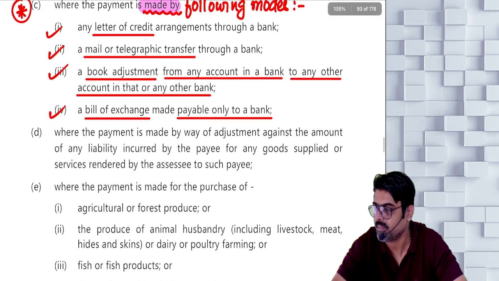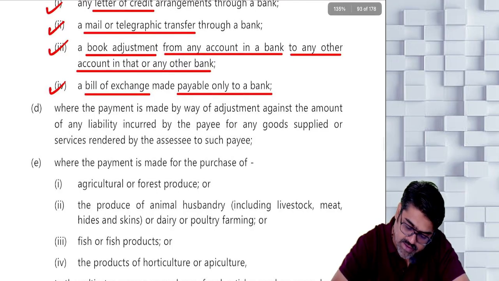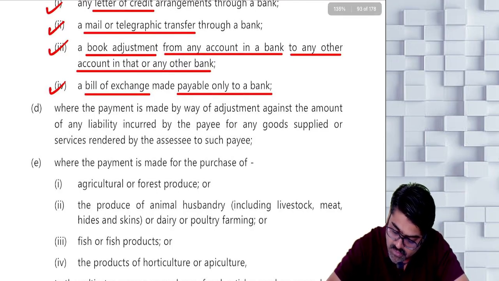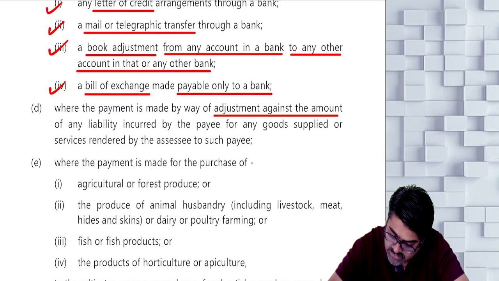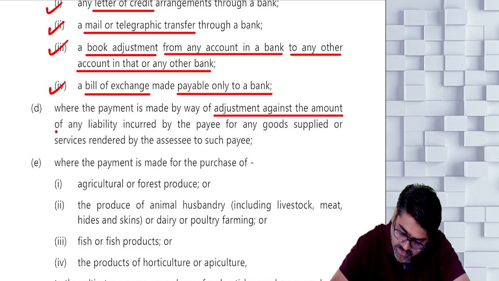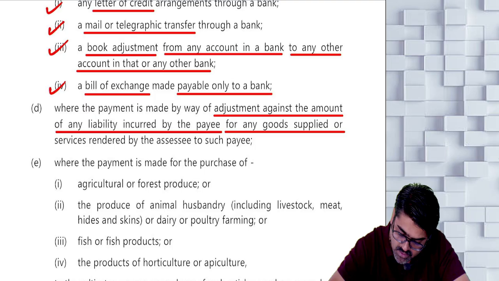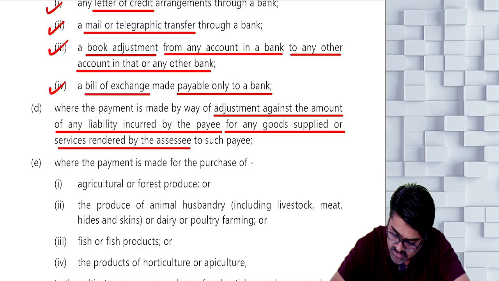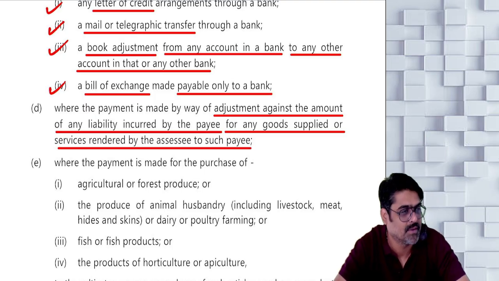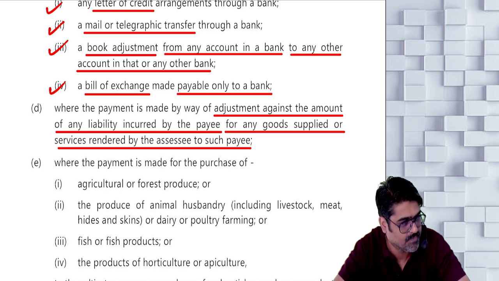Okay. Now point number D, where the payment is made by way of adjustment against the amount of any liability incurred by the payee for any goods supplied or services rendered by the assessee to such payee. If anyone can crack this, I'll be more than very happy. Crack this.